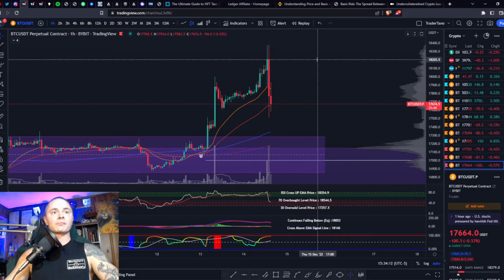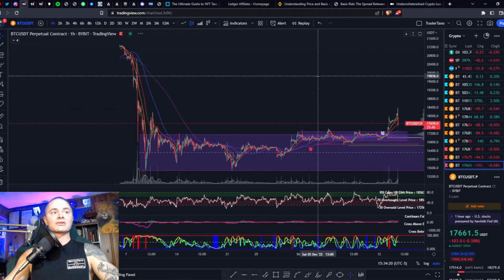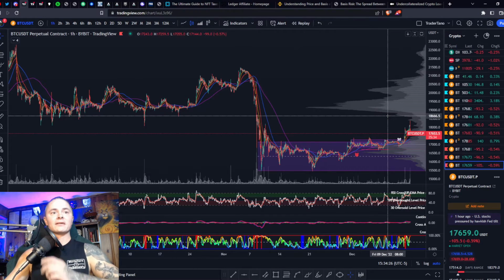Bullish case is that we break 18,200 on a 1 hour closure. Even a 4 hour closure, I'd like to see better. After that, I would expect us to go all the way up to, let's see here, 18,600.